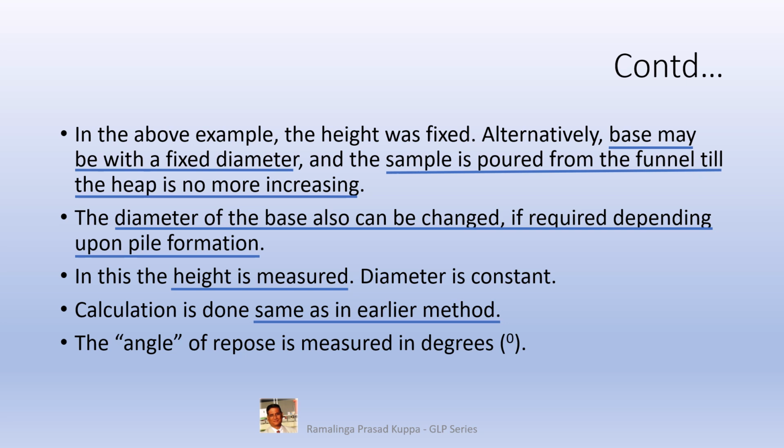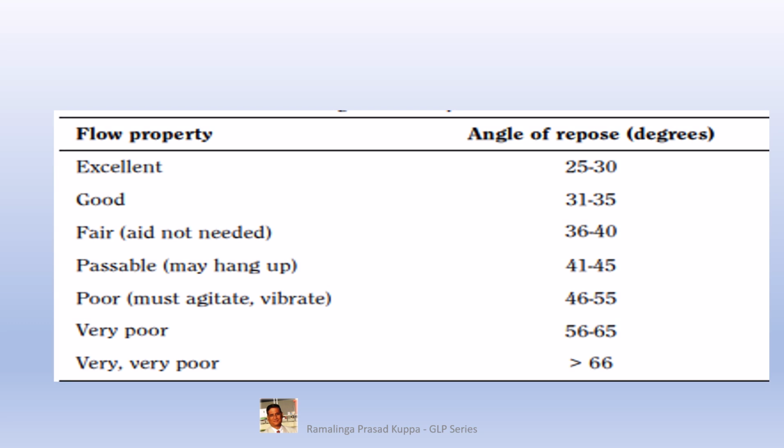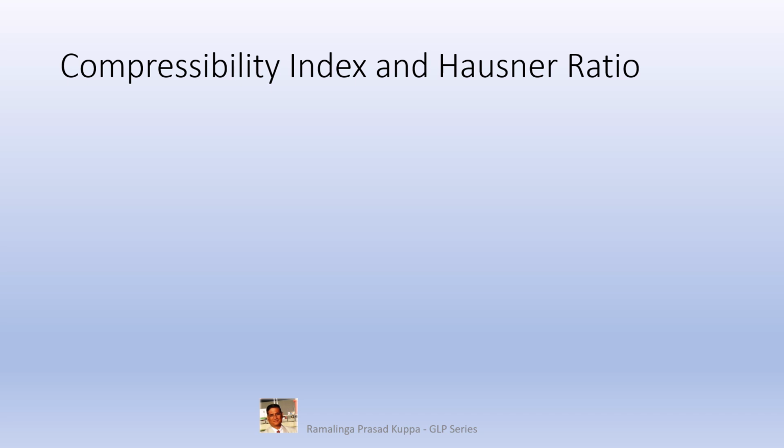The angle of repose is measured in degrees. These are typical characteristics of the powder depending upon the angle of repose. You can notice that the lower the angle of repose, the better the flowability. Compressibility index and Hausner ratio.